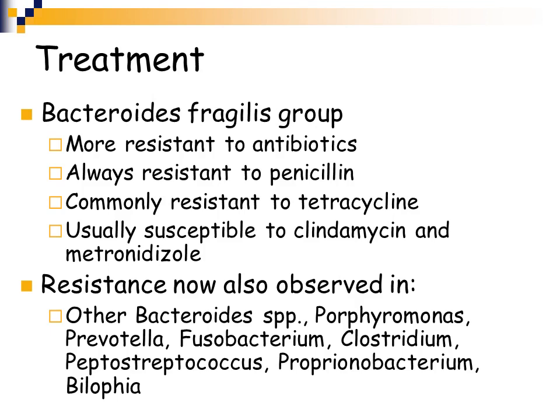Resistance is also becoming more commonly found in other Bacteroides species, the non-fragilis species, in your Porphyromonas, in your Prevotella, your Fusobacterium, your Clostridium. All of these anaerobes, many of which used to be susceptible to all antimicrobial agents, are now starting to become resistant.